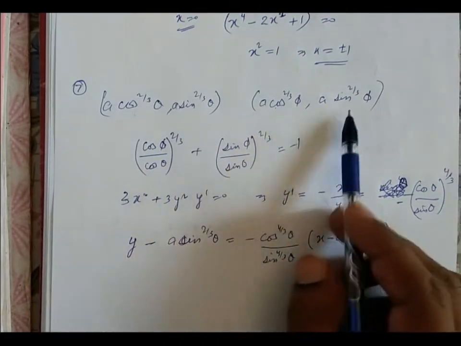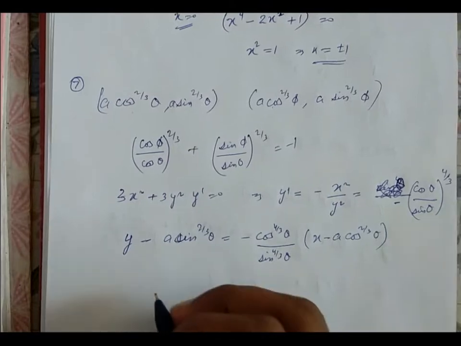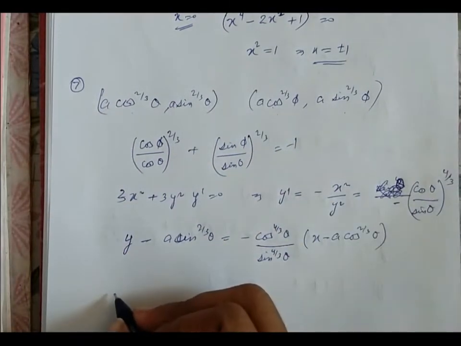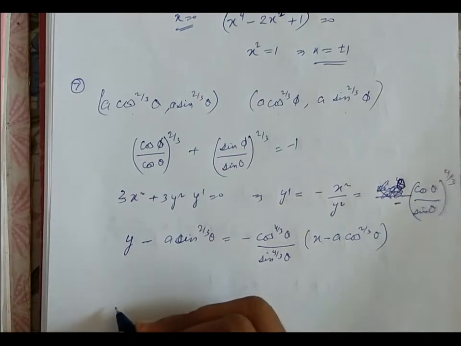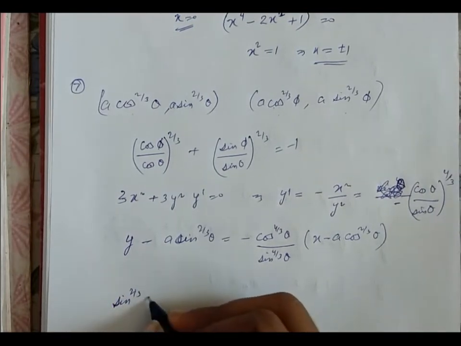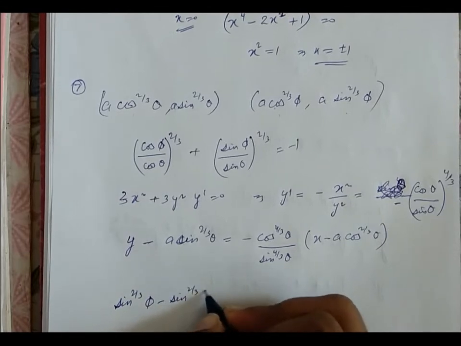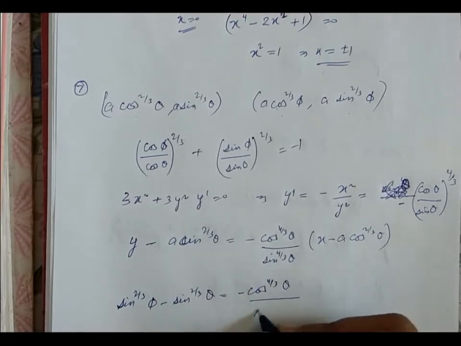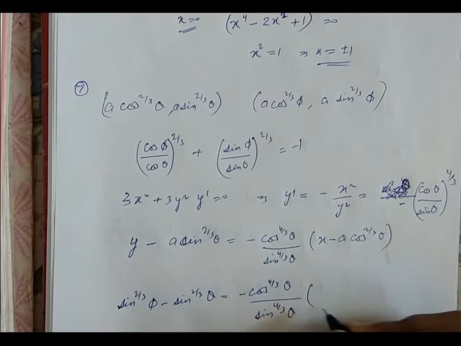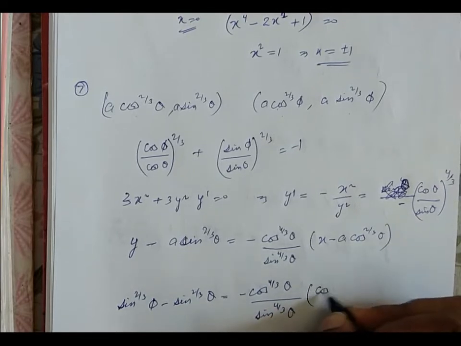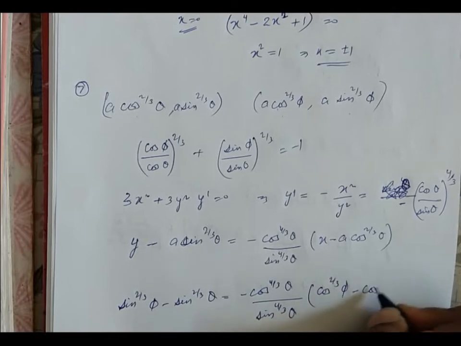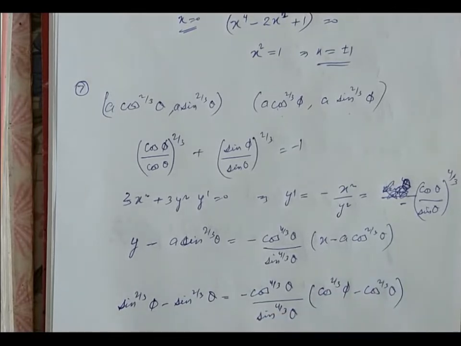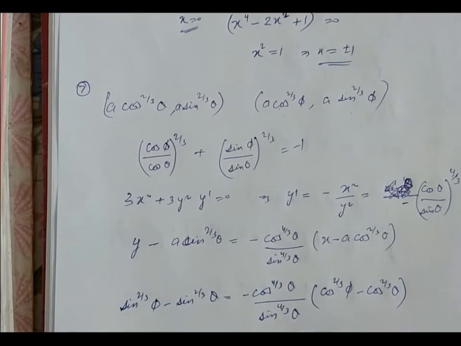You also know that this point satisfies this. Now put the value of x2 y2 in this. So we get, a would cancel out, sin to the power 2 by 3 phi minus sin to the power 2 by 3 theta is equal to minus cos 4 by 3 theta upon sin 4 by 3 theta, into cos 2 by 3 phi minus cos 2 by 3 theta. Okay, now if we rearrange this equation, we should get this. Fine.